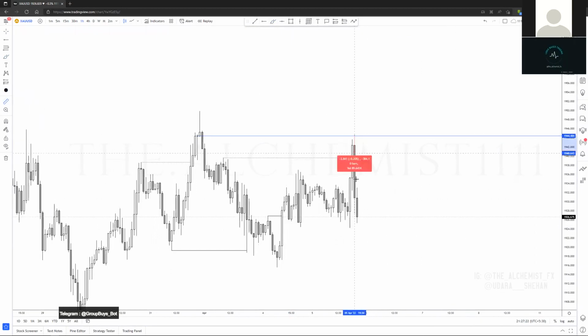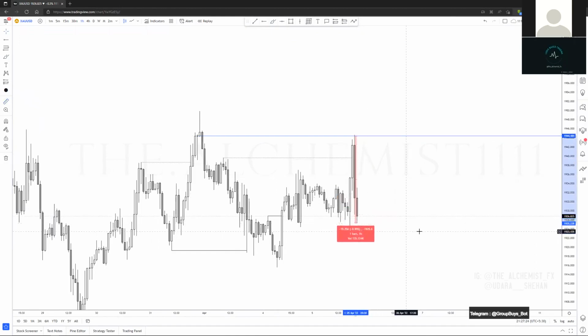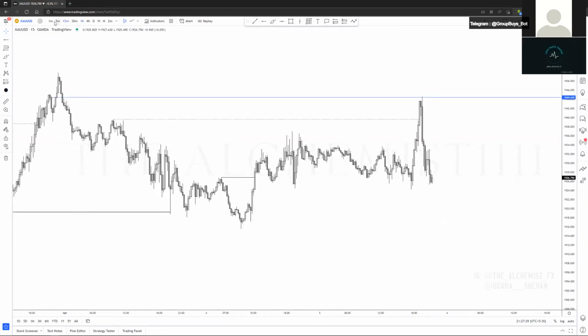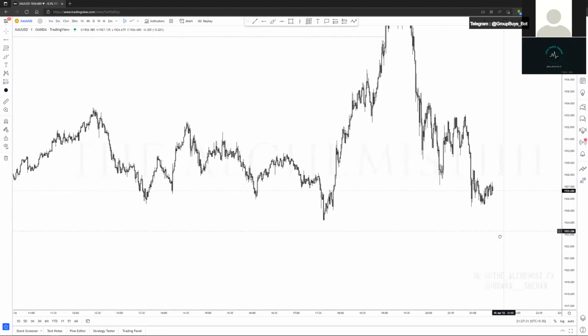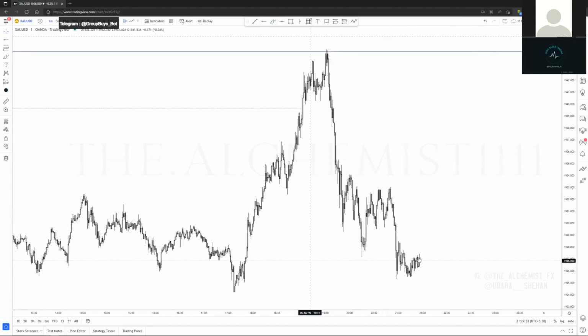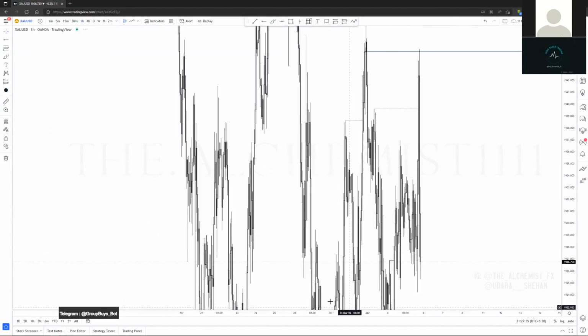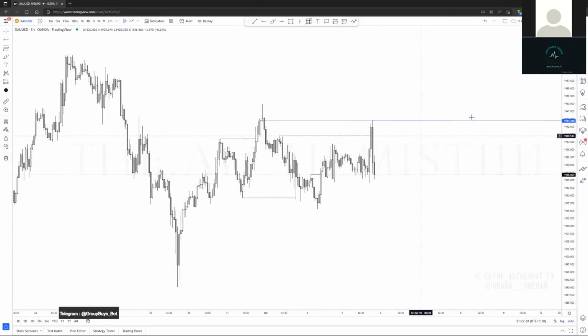How many pips is this now? Huge. 190 pips. And look how quick the move is, like melted. No drawdown, basically. It just started melting. So liquidity and all of this is very important.